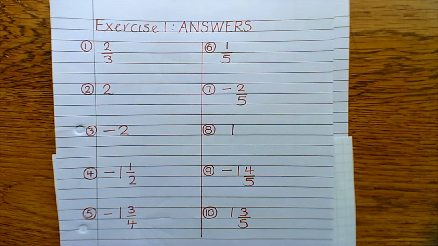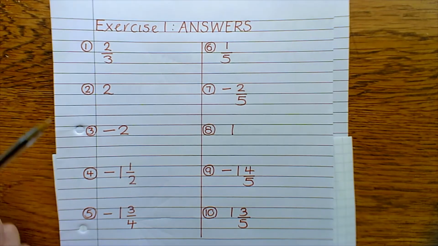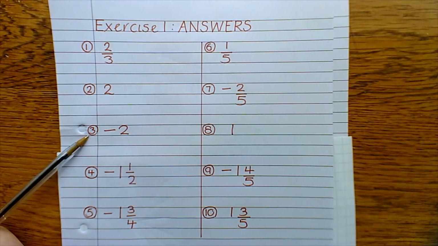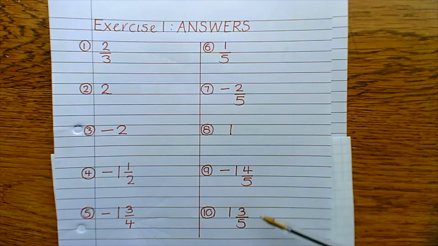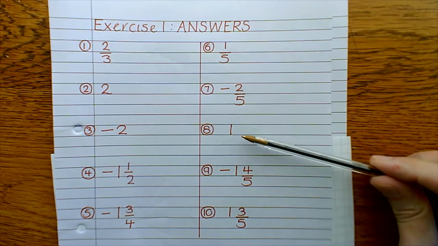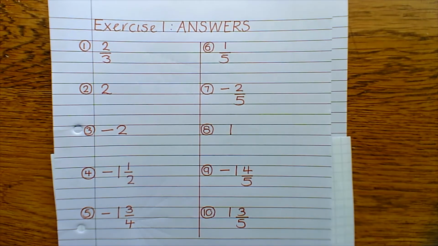Now, hopefully these are the answers that you've got here for exercise 1. You'll see, for example, number 2 was a whole number, number 1 was a fraction, number 3 was negative, number 9 was a negative mixed number, number 10 was a positive mixed number. There are all these possibilities there. And number 8 was at 45 degrees, so it's a gradient of 1. So pause here if you need more time to mark your work.